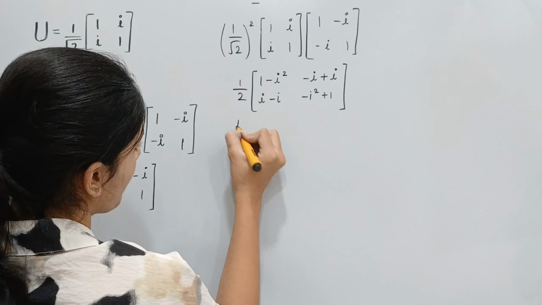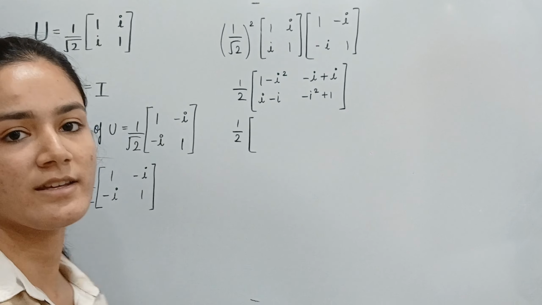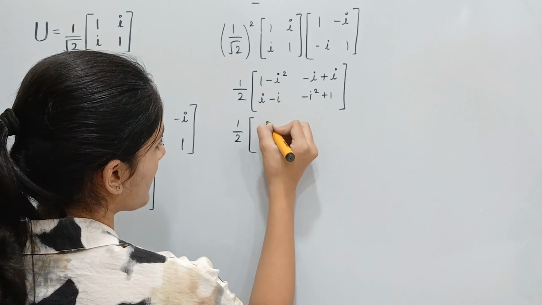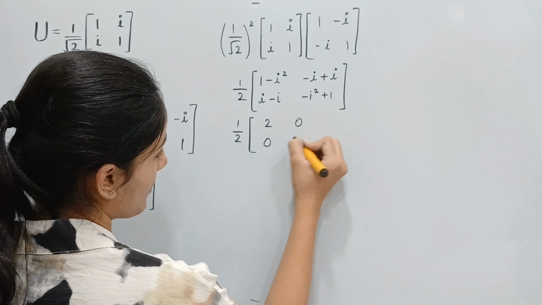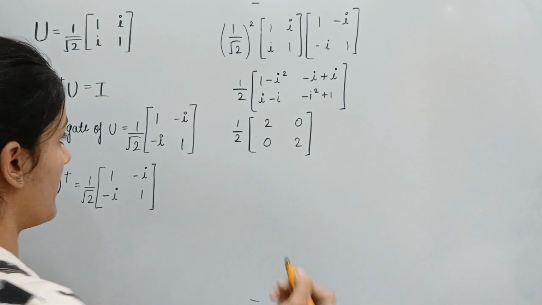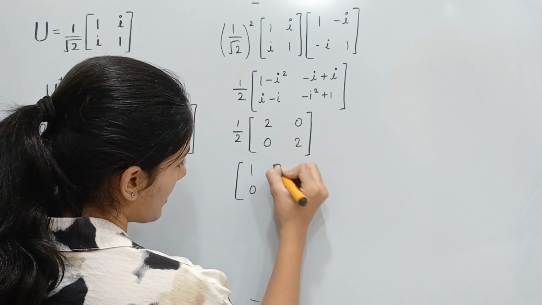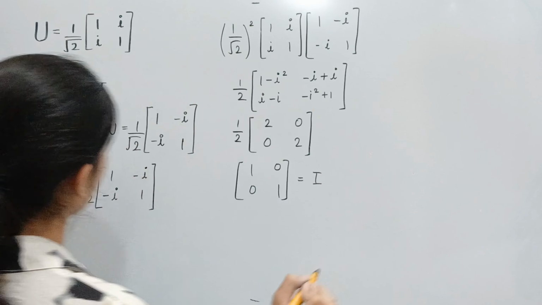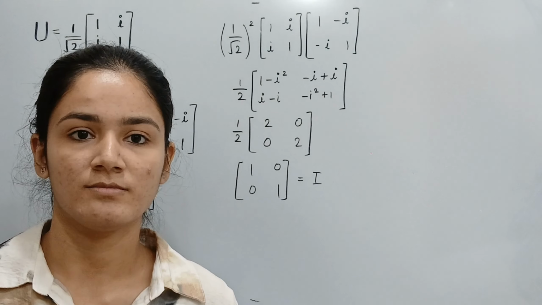Now this will become 1 by 2 into 1 minus I square. I is under root minus 1. So it will be 1 plus 1, which is 2. This will become 0, 0 and 2. So here we will take out 2 as common. So it will become 1, 0, 0, 1, which is equal to I. Therefore, the given U matrix is a unitary matrix.